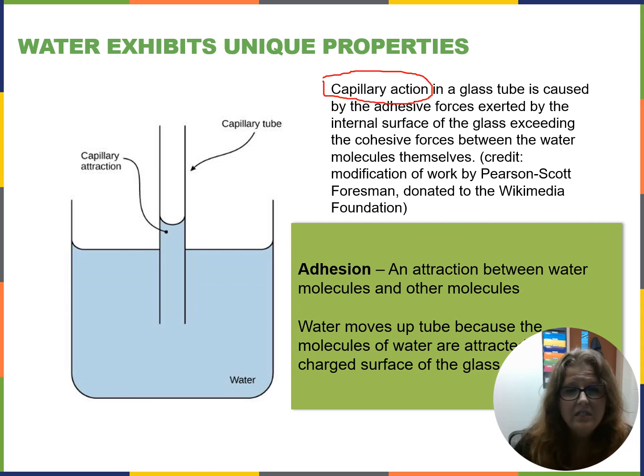So this is actually caused by two things going on. We already talked about cohesion, so the water sticks to itself, but it also sticks to other things. And this is adhesion. This is why when you take measurements and you're looking at a graduated cylinder, you have to look at the bottom part of that meniscus. The water curves because it's sticking to the side.